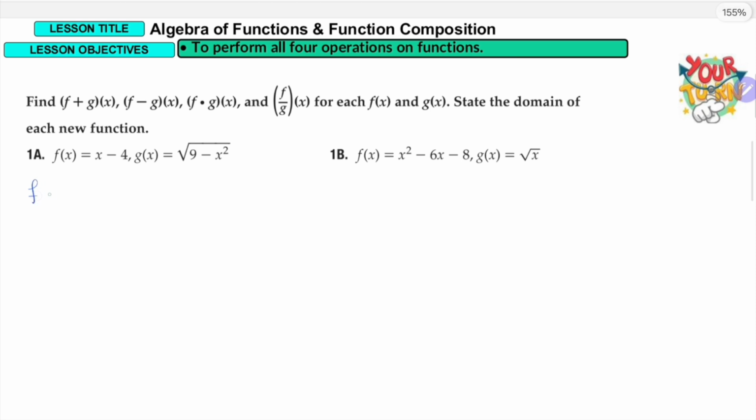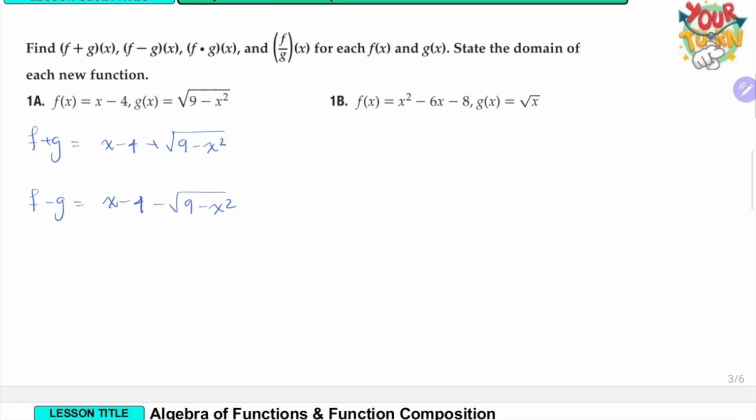So if I want to find f plus g, it is going to be x minus 4 plus the square root of 9 minus x squared. And the domain for this will be the domain of the radical function, and you know how to find the domain of a radical function, same as we did in the previous lesson. f minus g is going to be x minus 4 minus the square root of 9 minus x squared. Here the square root is one term, so this negative does not change the signs inside the square root. And here I cannot simplify further, same as the first one, and therefore the domain will be the same, which is the domain of the square root.